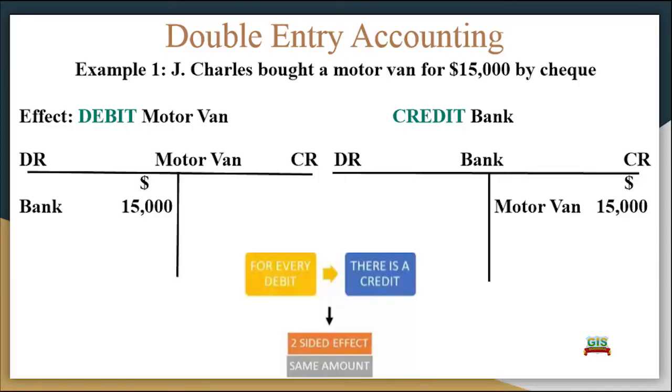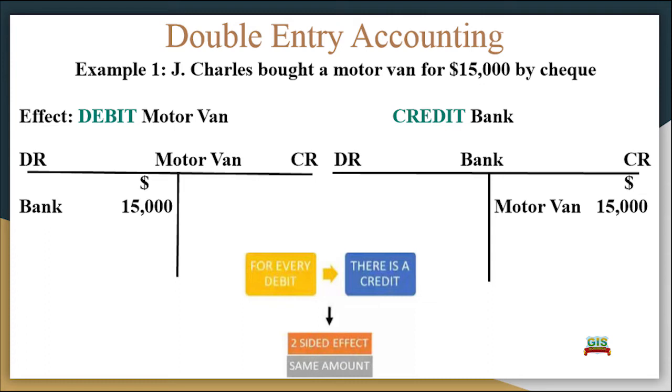In my second example, we are going to debit the motor van account because it's increasing in value, and we're going to credit the bank account because it's decreasing in value. We're going to debit the receiver and credit the giver.